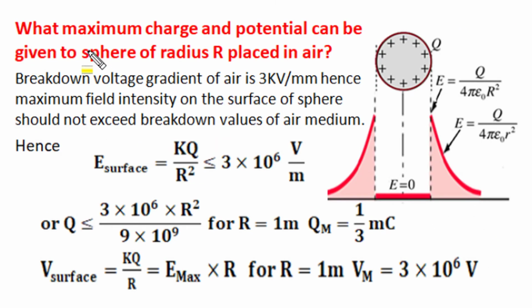We have to find the maximum amount of charge and the potential that can be given to a sphere of radius R if placed in air. So we know a charged spherical conductor having charge Q behaves like a point charge acting from its center for all external observation positions. So from the center at a distance r, the electric field intensity is given as 1/4πε Q/r², where ε is the permittivity of air, and 1/4πε is an easy to remember figure denoted by the letter k, which is 9 × 10⁹.